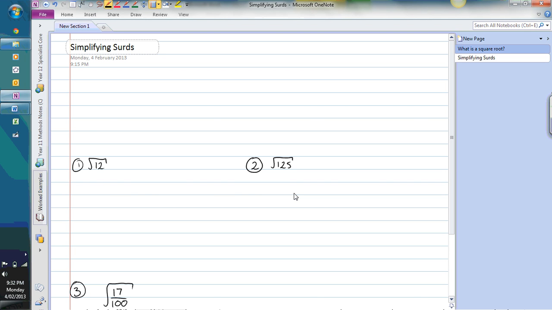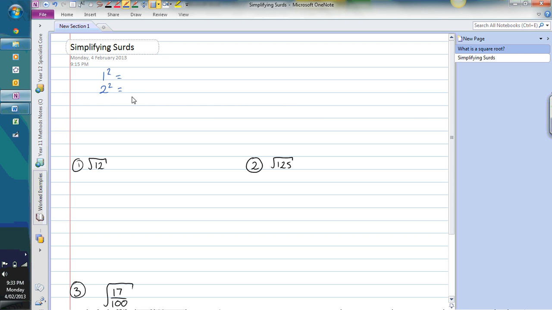Now that we've talked about what a surd is, we're going to look at how to simplify some of them. Before we do this though, it's good to talk about our square numbers. The square numbers are what we get by squaring different numbers. So for example, 1 squared is 1, 2 squared is 4. Remember, we're doing this by multiplying the number by itself.